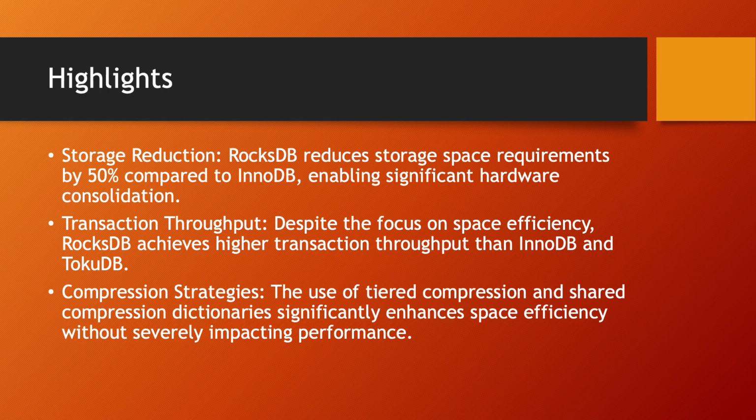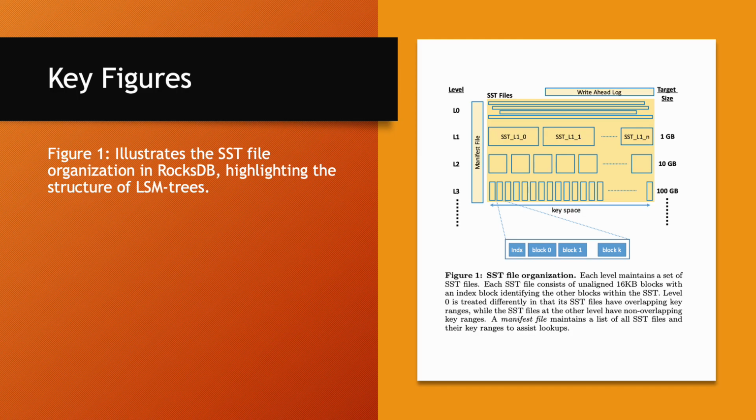Second is transaction throughput. Despite the focus on space efficiency, RocksDB achieves higher transaction throughput than InnoDB and TokuDB. Third is compression strategies. The use of tiered compression and shared compression dictionaries significantly enhances space efficiency without severely impacting performance. Here are the key figures.